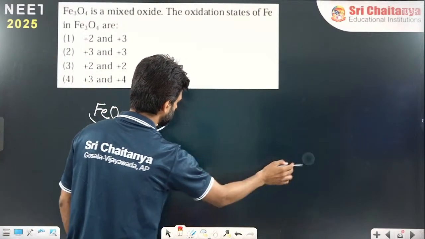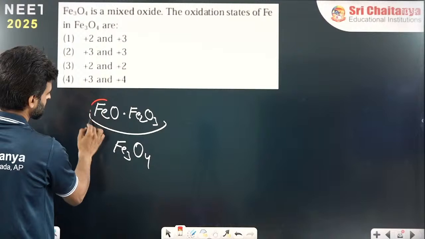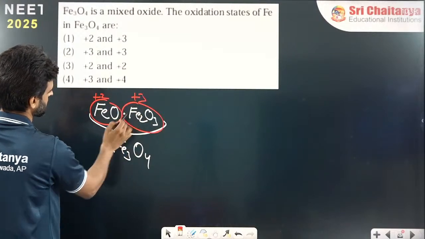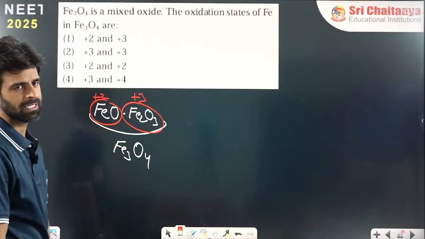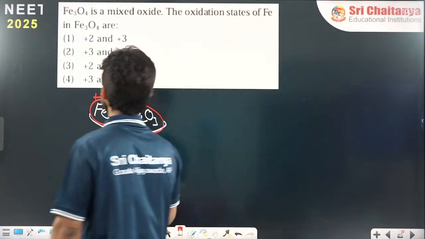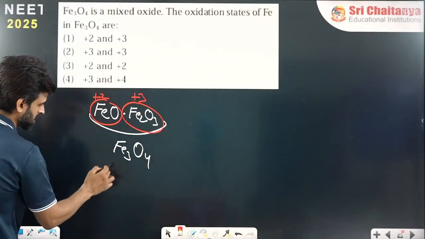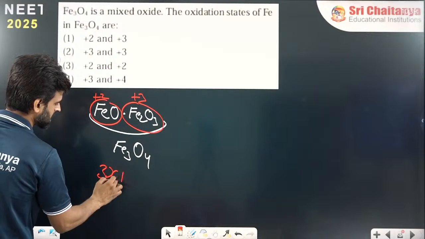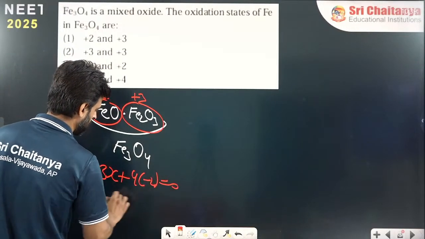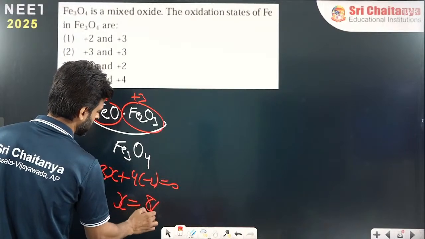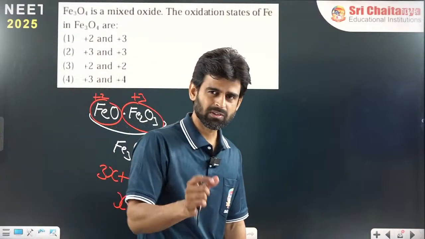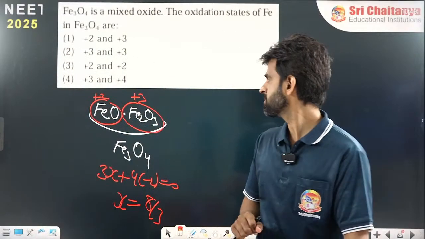And separately if you want to find, in this Fe, beta, how much? Plus 2. In this Fe how much? Plus 3. So plus 2 and plus 3 you can take. If they ask the average, then I will apply the formula directly on Fe3O4. I will say 3x plus 4 into minus 2 equals 0. The average you can say is 8 by 3. But individually if you want to find, then you have to find separately. Okay, good.